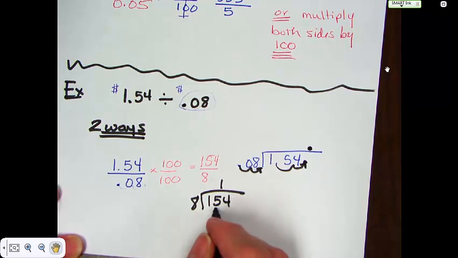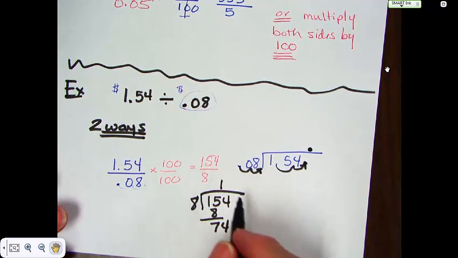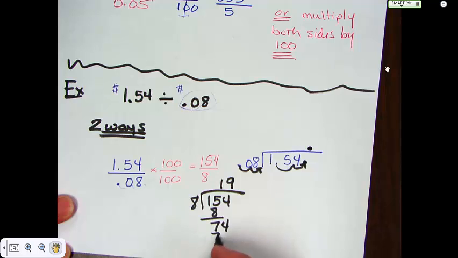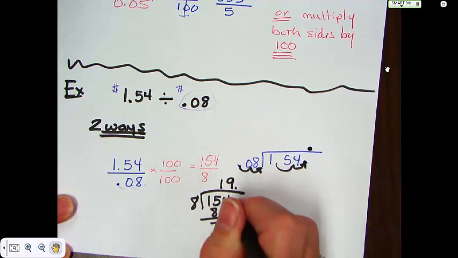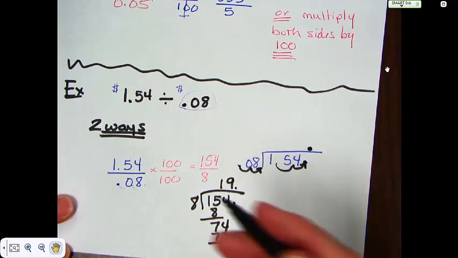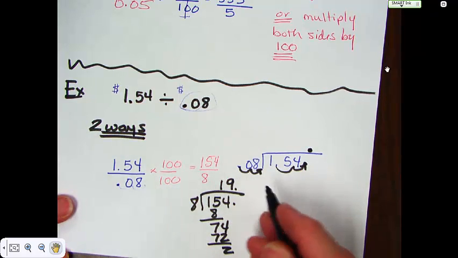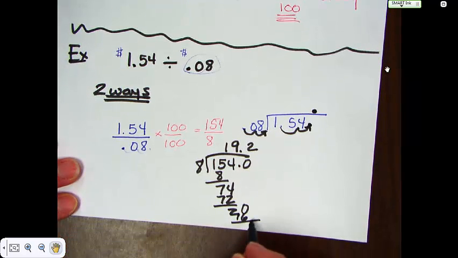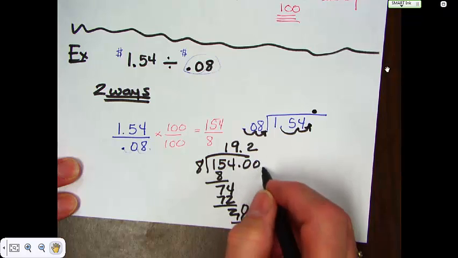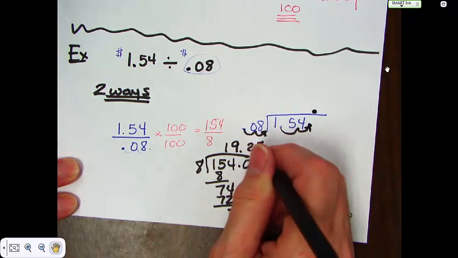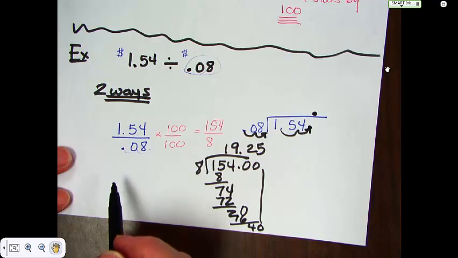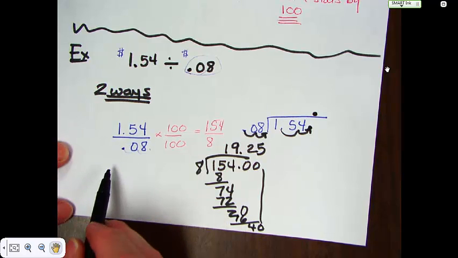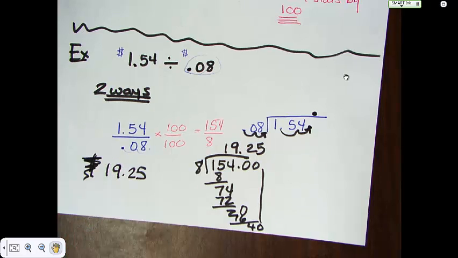8 goes into 15 once. That leaves you with 74. 8 goes into 74, I think 9 times 8 is 72. Put your decimal here. You have 2. Now if you're going with remainders, you now have 19 remainder 2. 8 goes into 20 twice. That's 16. Remainder 4. Bring down another 0. 8 goes into 40 5 times, and that's evenly. So 1.54, or 154 divided by 8, is 19.2.